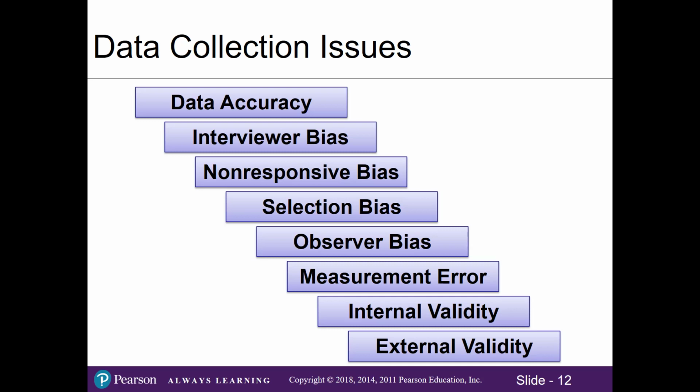Now there are a variety of data collection issues from a researcher perspective. Make sure to check them out in the textbook. Some examples might be non-response bias, so those people that don't respond to your survey, or perhaps selection bias. So as a researcher, what happens if you only select a certain type of person to do your survey? It excludes other types of people. So make sure to review the different data collection issues, and if you have any questions, let me know.